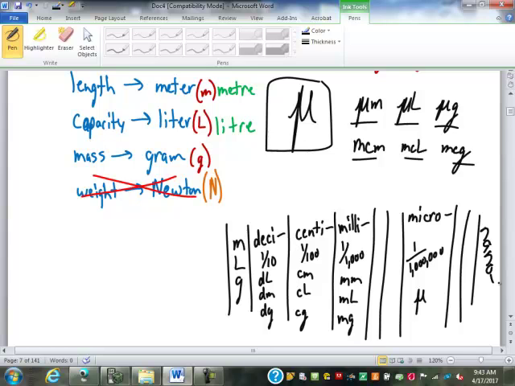Going larger than a meter, liter, or gram, we have deca.